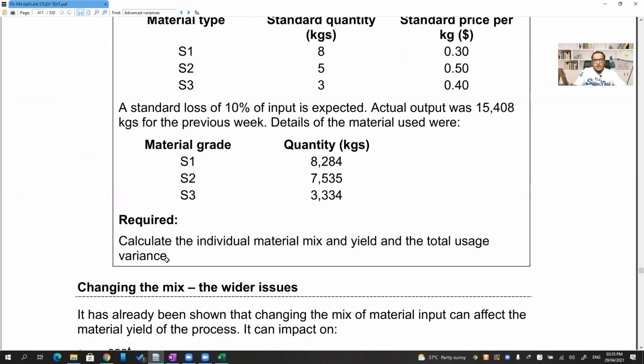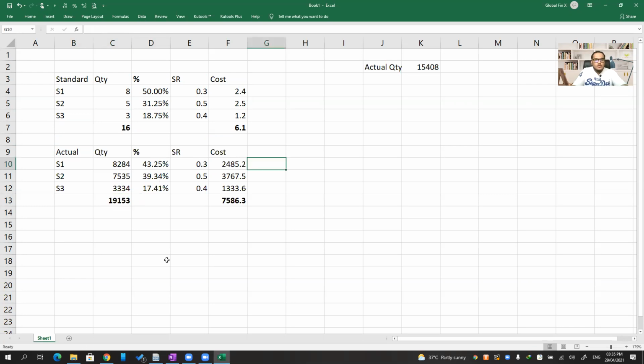So this is what has been given to us. I'm going to use the standard rates here, so I'm not going to change these things. Look at the percentages. This is what I want you to identify. What happened is we are changing the mix of the raw materials. Because of which there could be a potential difference.